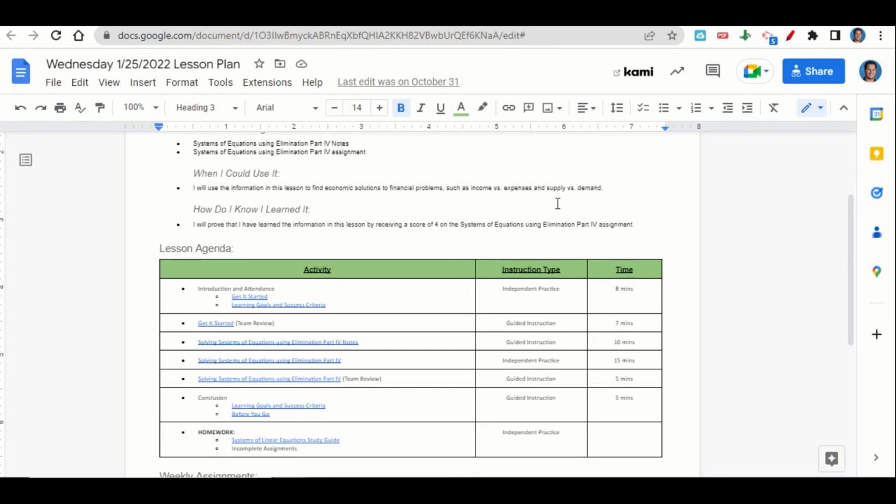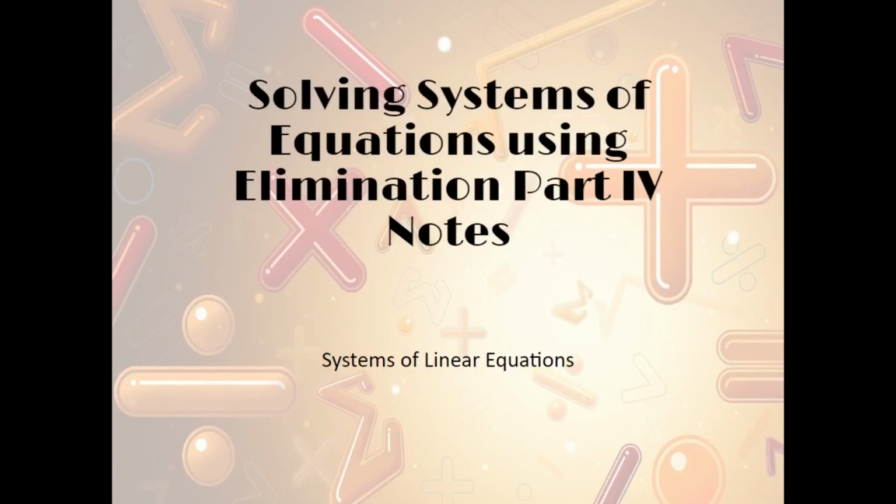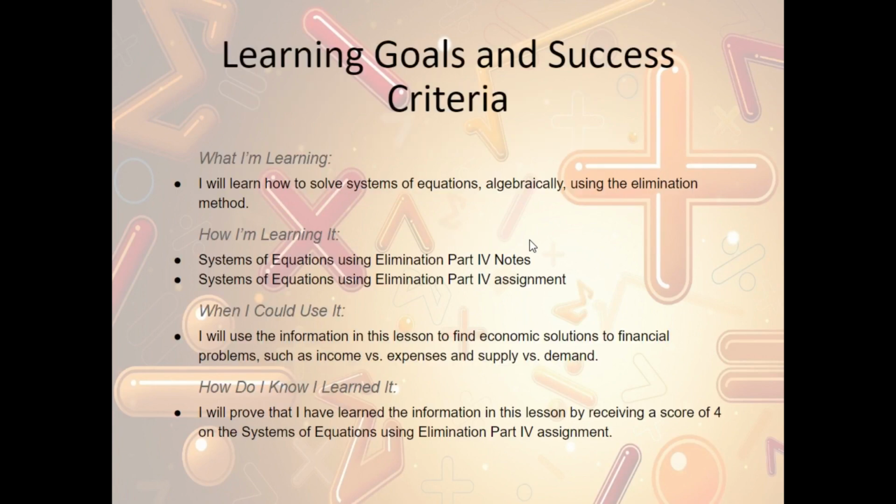Once you've completed your assignment, we'll go over it together and answer any questions that you may have. At the end of class, we'll go back over our learning goals and success criteria while you fill out your Before You Go. Your only homework for tonight is to continue working on the Systems of Linear Equations study guide and any incomplete assignments that you may have. Let's take a look now at the solving systems of equations using Elimination Part IV notes. The notes begin with the learning goals and success criteria.